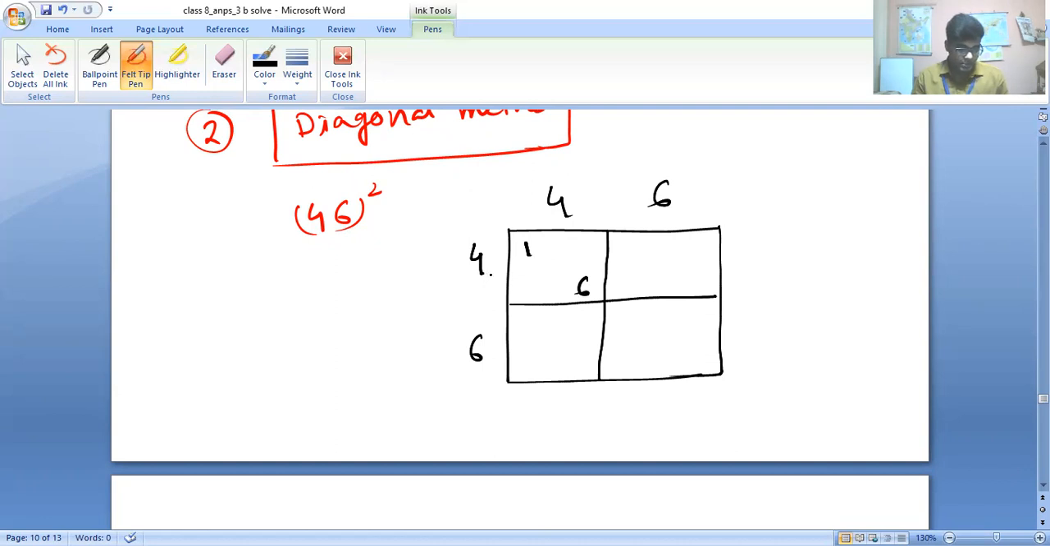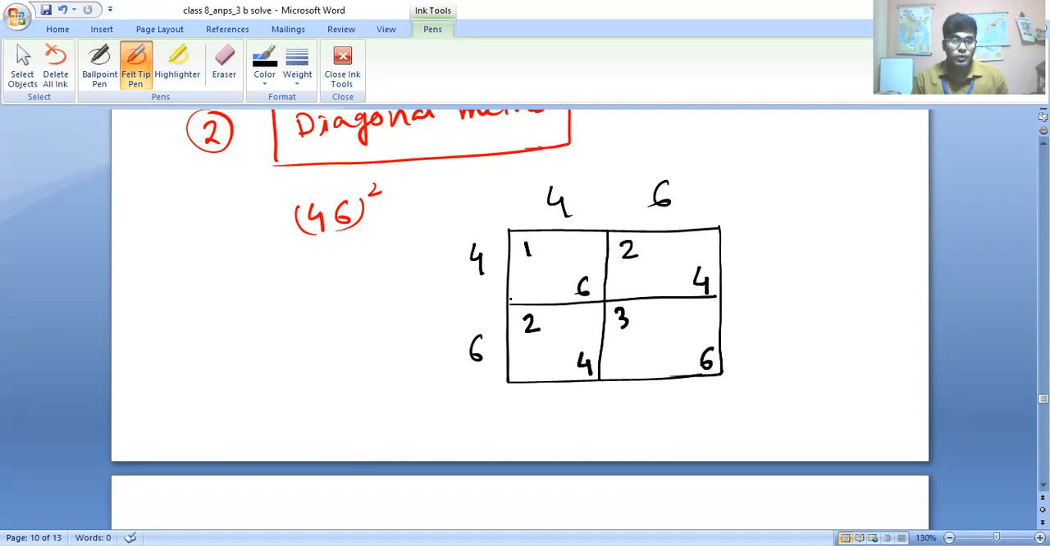Understood? Similarly, 4 sixes are 24. So 2 we will write here and 4 we will write here. Similarly, 6 fours are 24. So 2 we will write here and 4 we will write here. Similarly, 6 sixes are 36. So 3 we will write here and 6 we will write here.